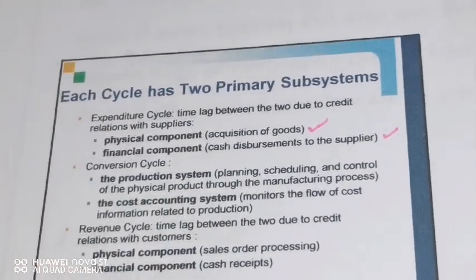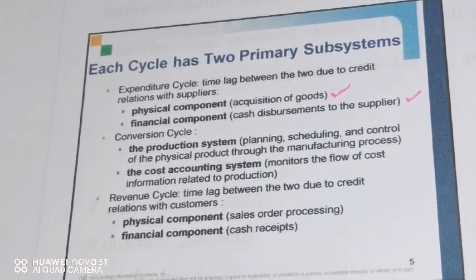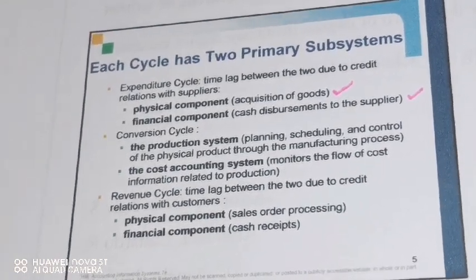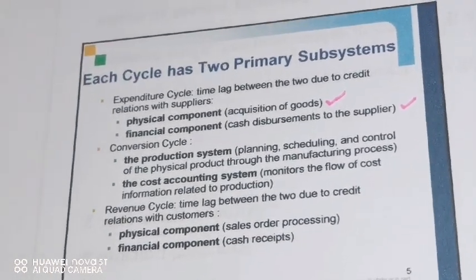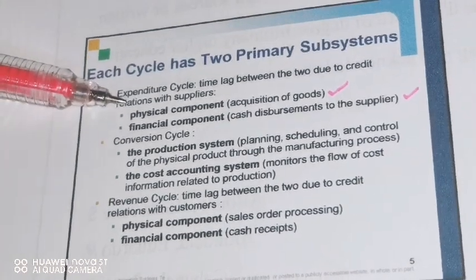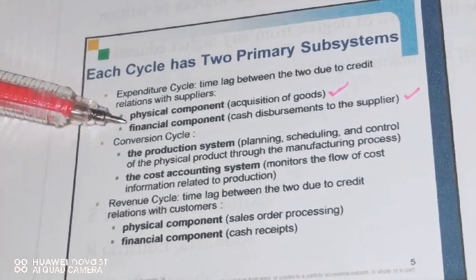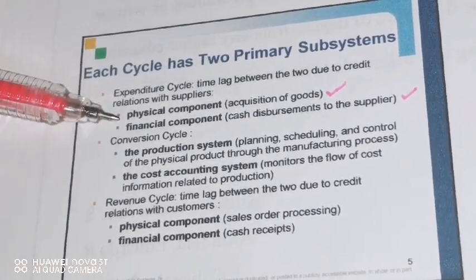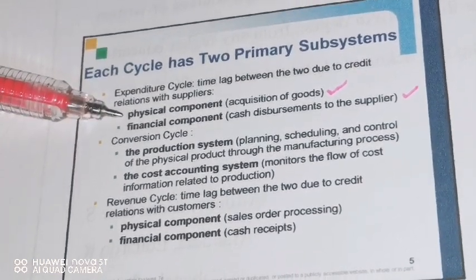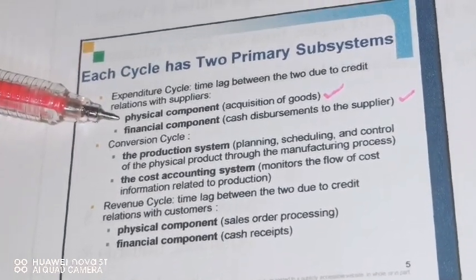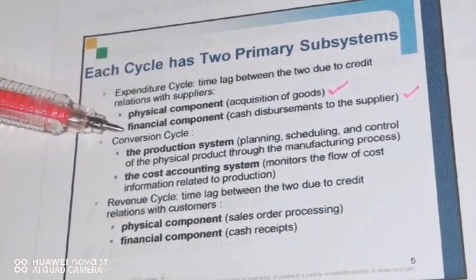Okay, next. Each cycle has two primary subsystems. So, di ba tatlo yung cycle natin? We have expenditure cycle, conversion cycle, and revenue cycle. So, each of them, pareho silang may physical component and financial component. So, sa expenditure cycle, ang physical component niyan is the acquisition of goods. Yun nga, yun yung mga fixed asset na in-acquire. And the financial component is the cash disbursements to the supplier.